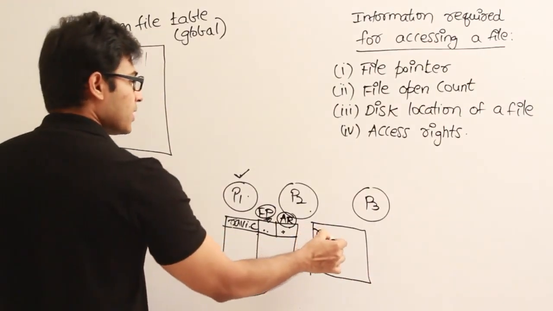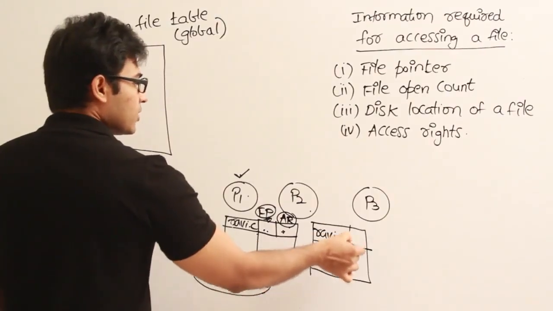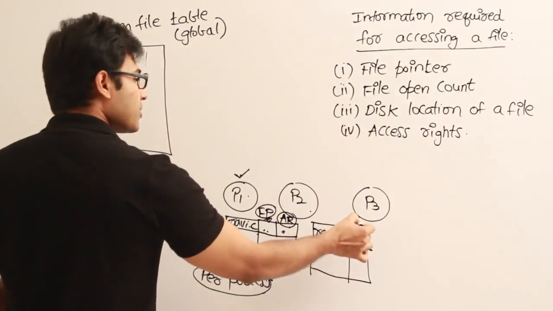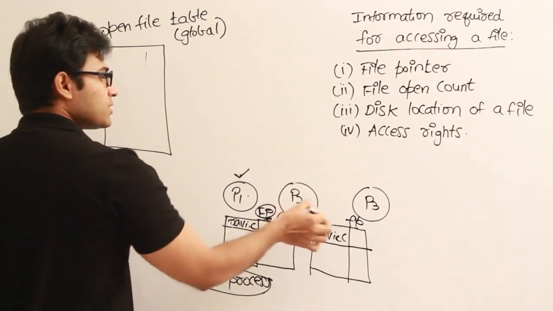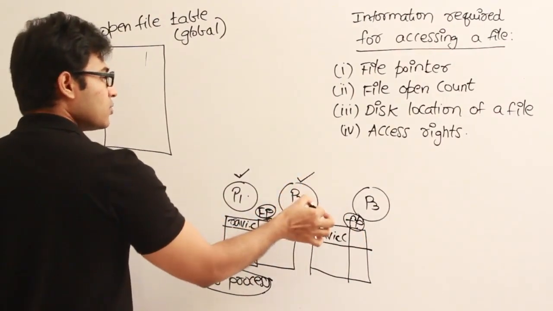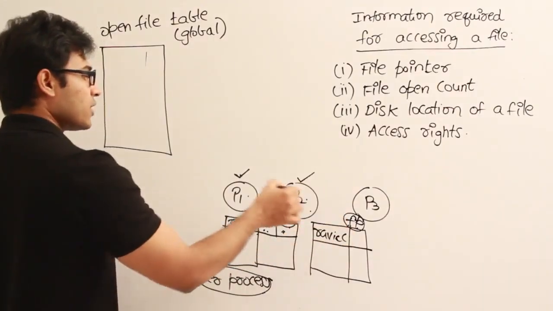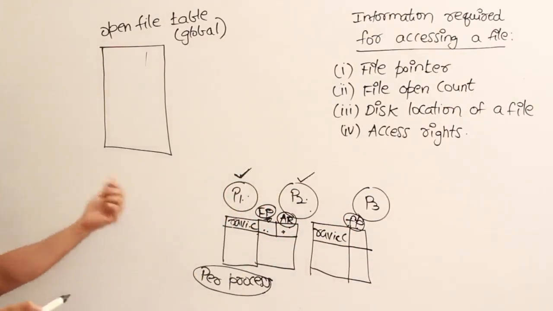Now let us say there is one more process P2 which also wants to open the same file ravi.c. Then it will also maintain in its per process table what is the file pointer, because these two file pointers will be different, right? The file pointer which is used by P2 might be pointing to a different location, and the file pointer which is used by P1 might be pointing to a different location.